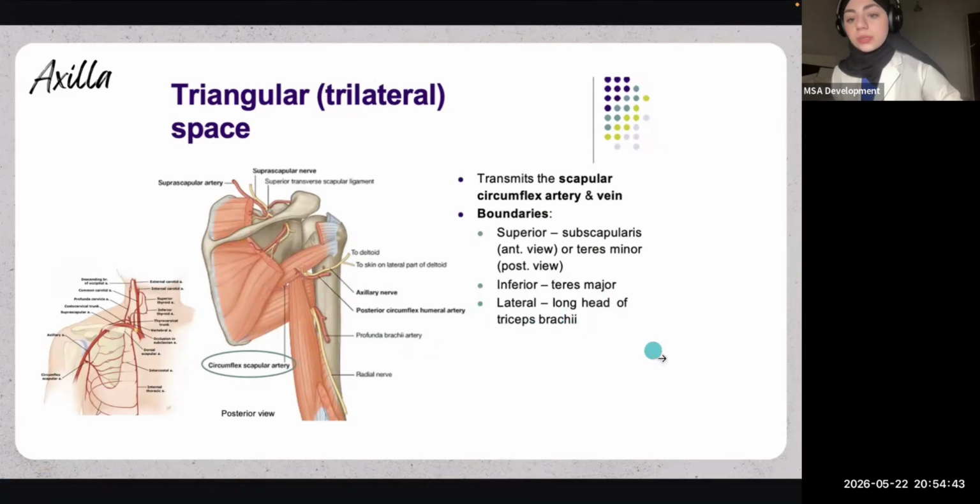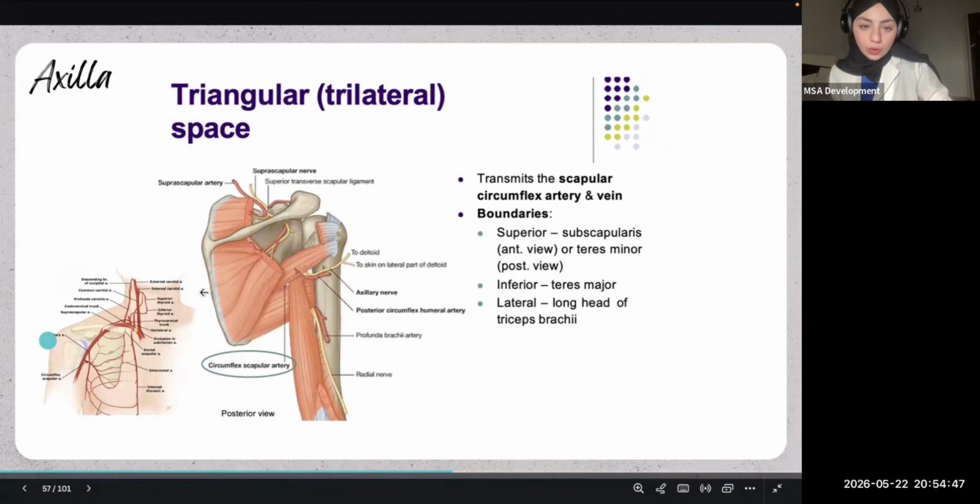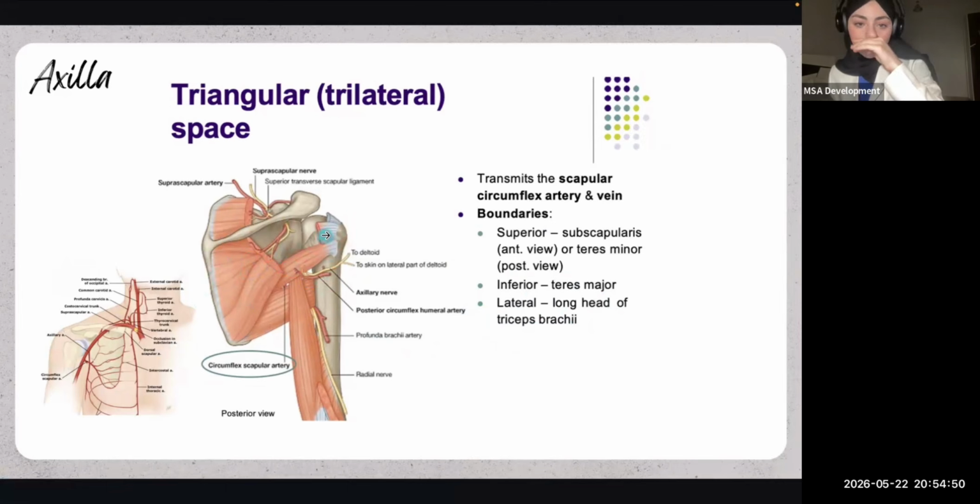And then the lateral border is going to be the long head of the triceps brachii, one that's going to be, again, snaking through under the teres minor. Now, the arteries passing by are the circumflex scapular artery and the vein. Circumflex scapular, not the humeral circumflex.